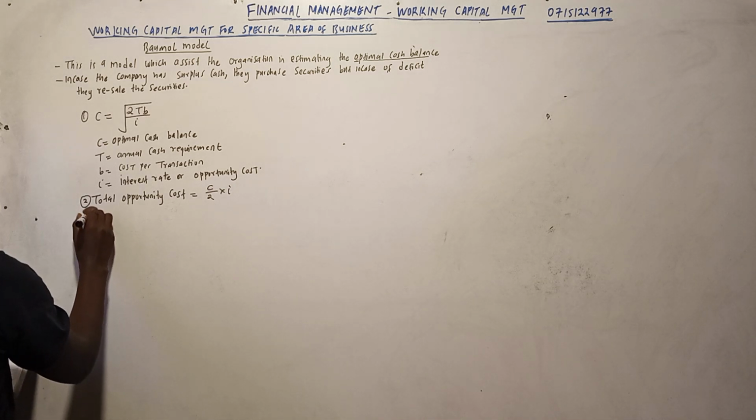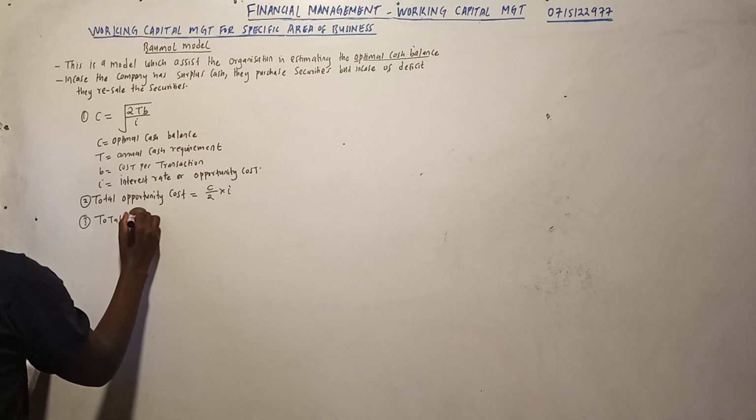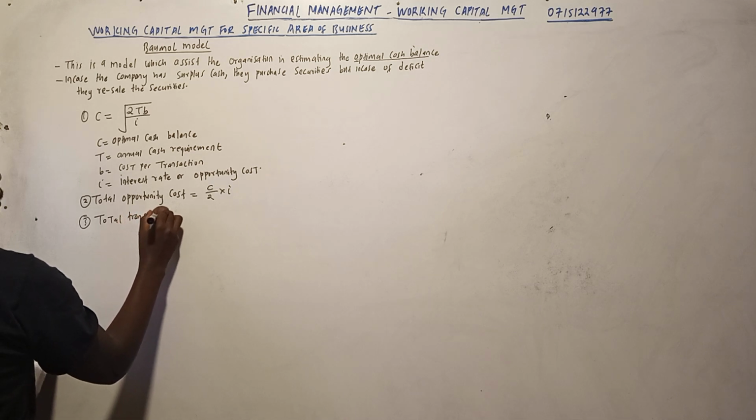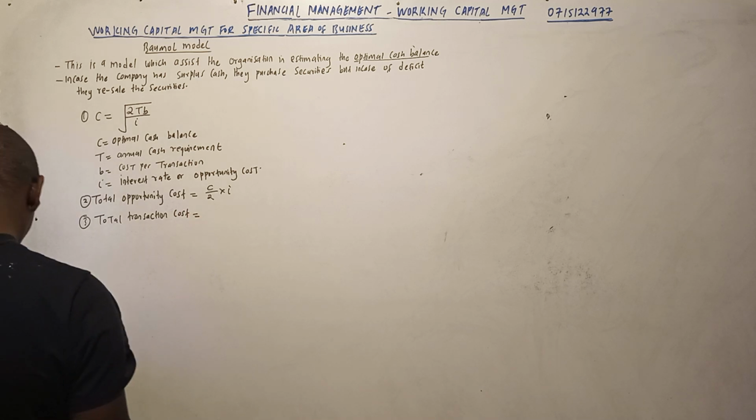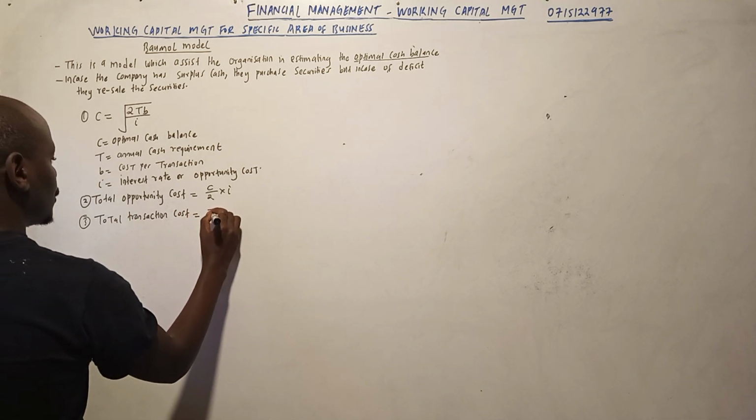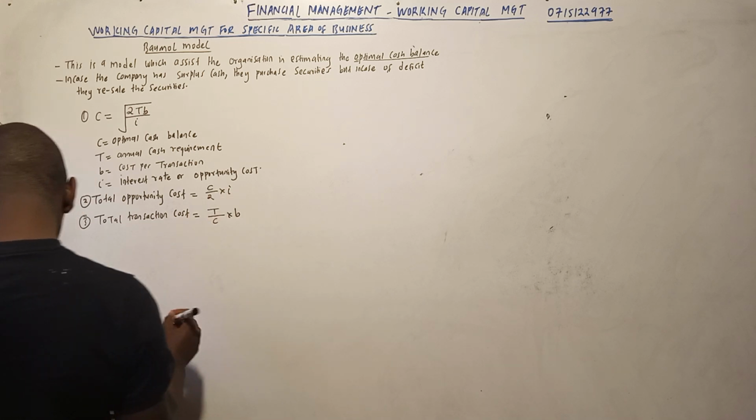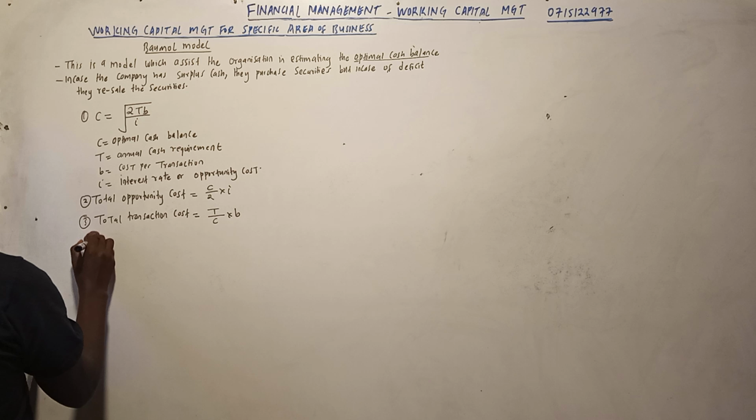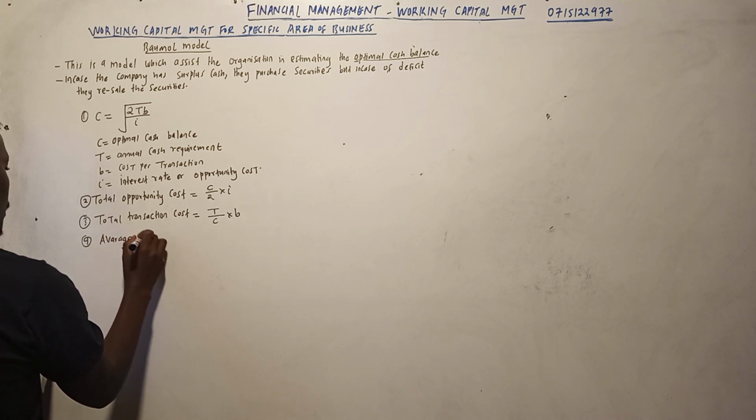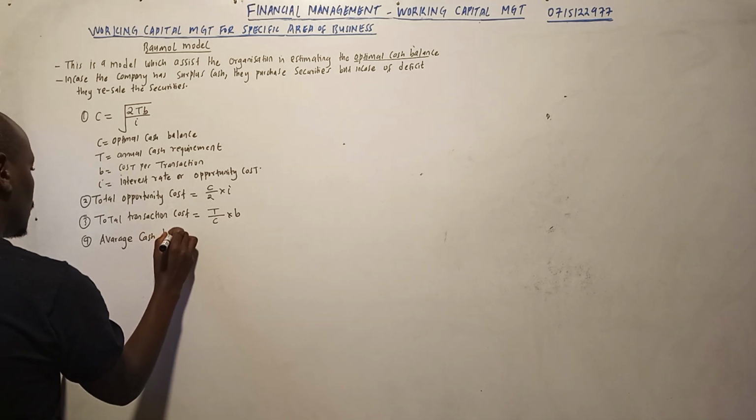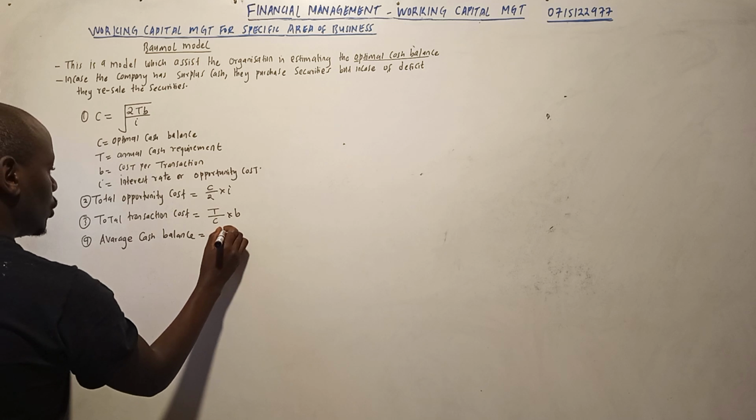Number 3, total transaction cost. Total transaction cost is T over C times B. Then number 4, average cash balance, which is C over 2.